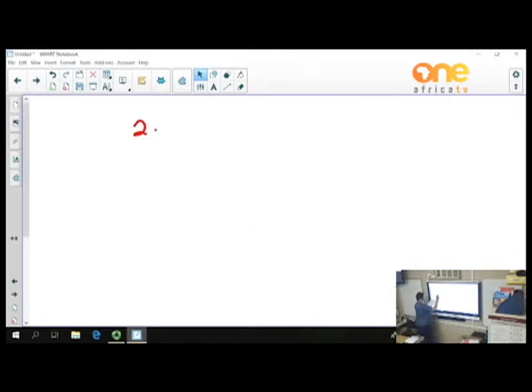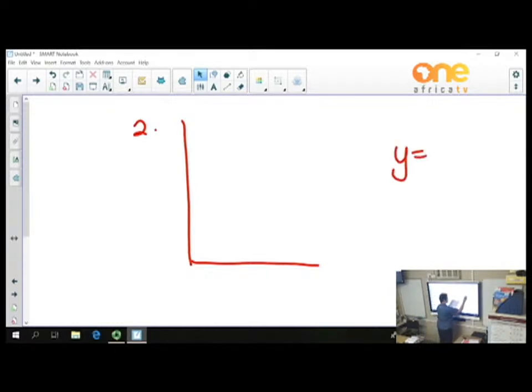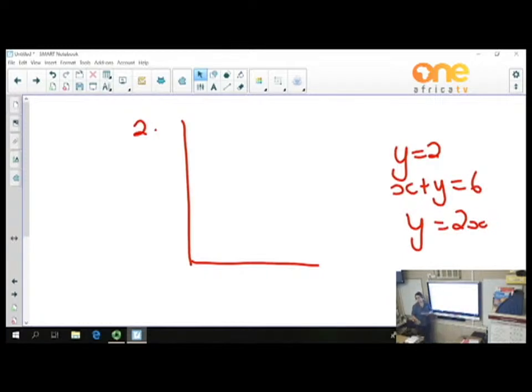Right, so the first one says, using a scale of 1 centimeter to represent one unit on each axis, draw the following lines. So I said you can do this one just in your books. We'll do the second one on graph, or there is actually graph paper there. The equations that we are drawing are y is equal to 2, x plus y is equal to 6, and y is equal to 2x. By now, this should be very easy for you.